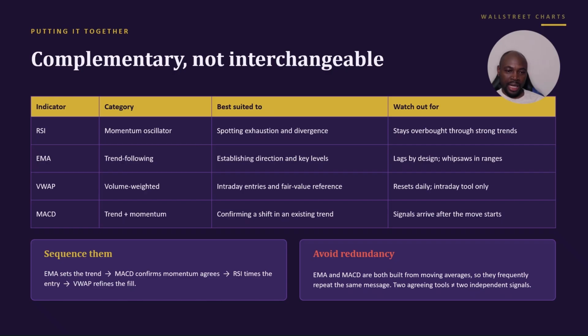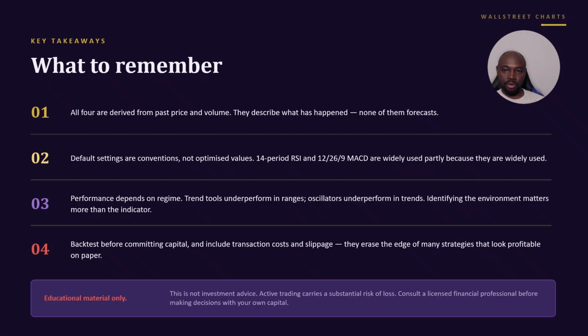If you're looking at intraday entries, or at fair value reference, use VWAP. Then MACD will give you the information you need to confirm a shift, whether it's an upward trend or a downward trend. The key takeaway here is that all four of these indicators use past price and volume to describe what has happened. None of them are used for forecasting.